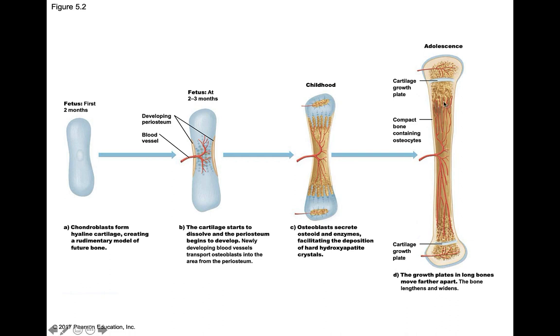Now here, okay, this is the cartilaginous growth plate. And what happens during growth, basically the epiphyses grow further apart. That's how that bone actually lengthens. And so that growth plate in long bones, they move further apart, and the bone will begin to lengthen and widen during adolescence.